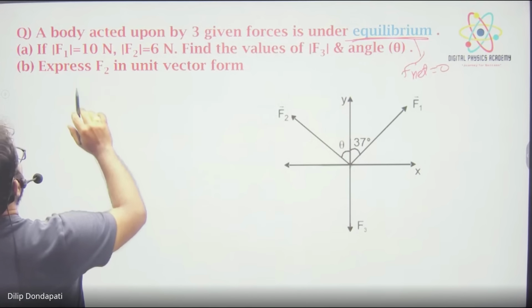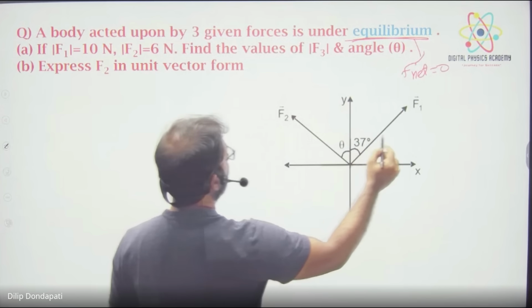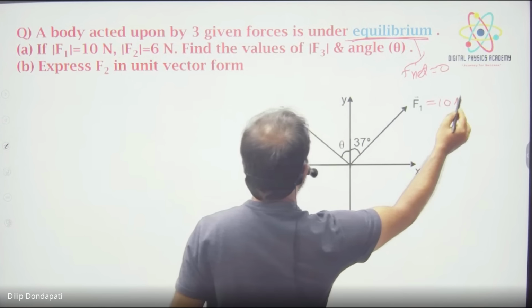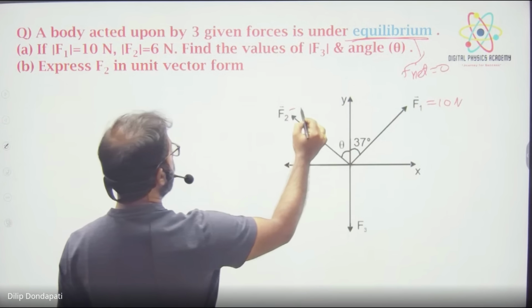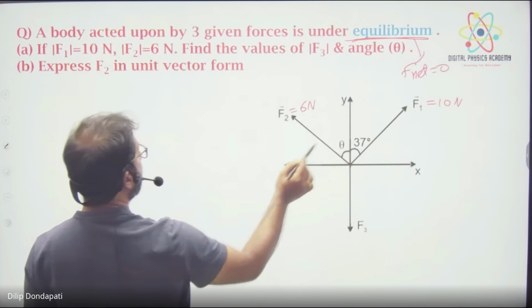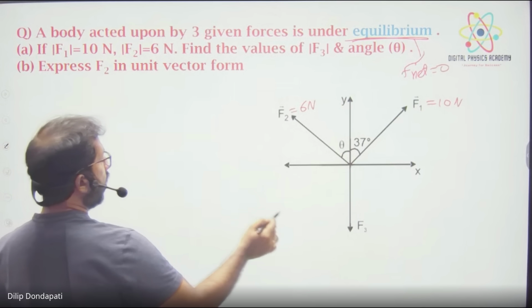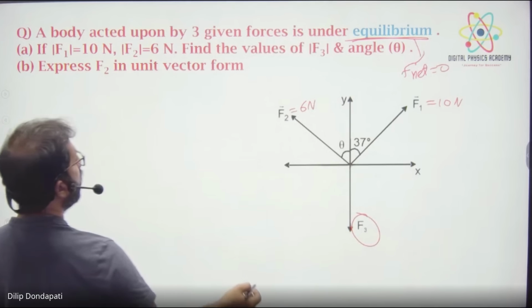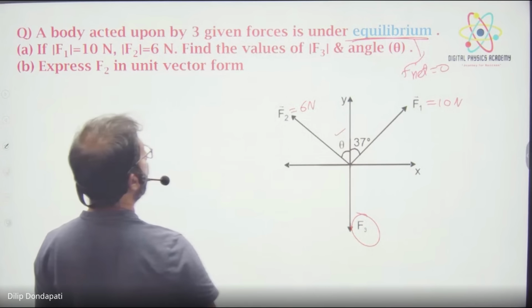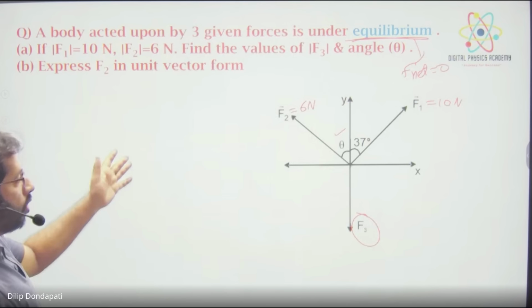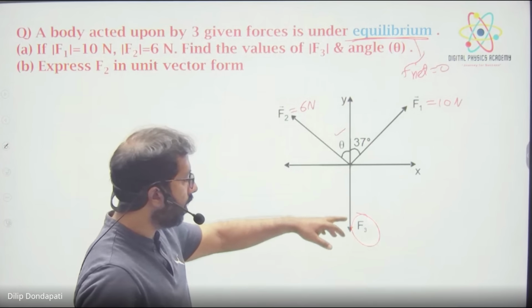So F1 is given as 10 newtons. F2 is given with magnitude 6 newtons and angle 37 degrees, theta is given. Find the value of F3. It is telling us to find F3 and theta, and to express F2 in vector form. First we have to find F3 and theta.